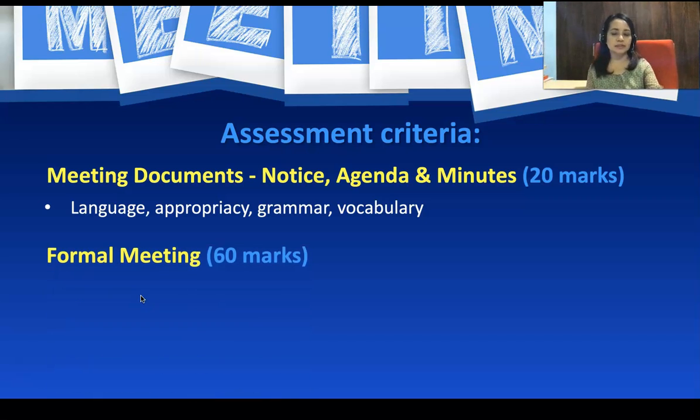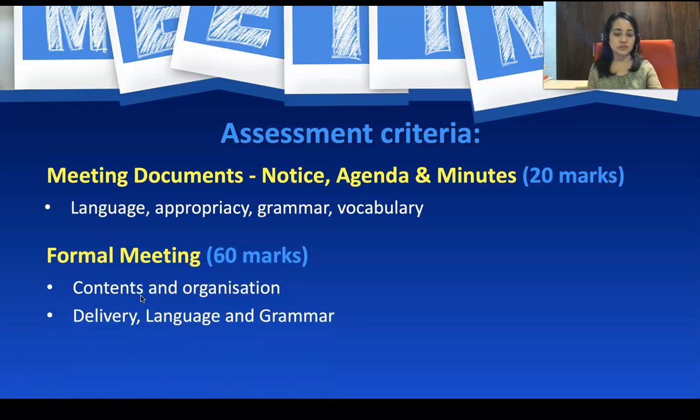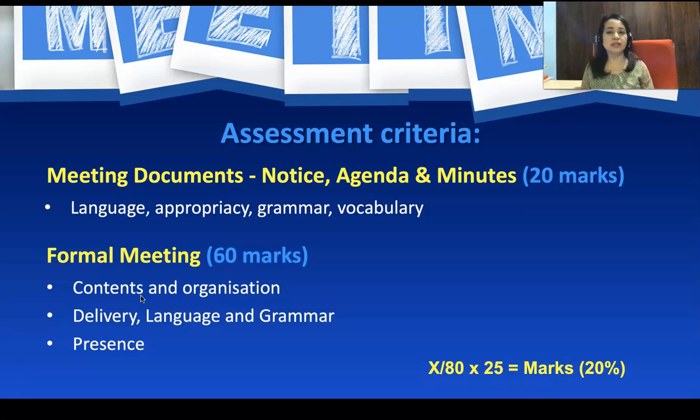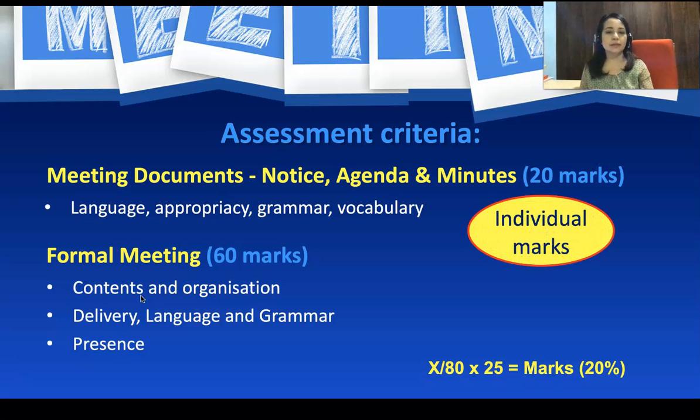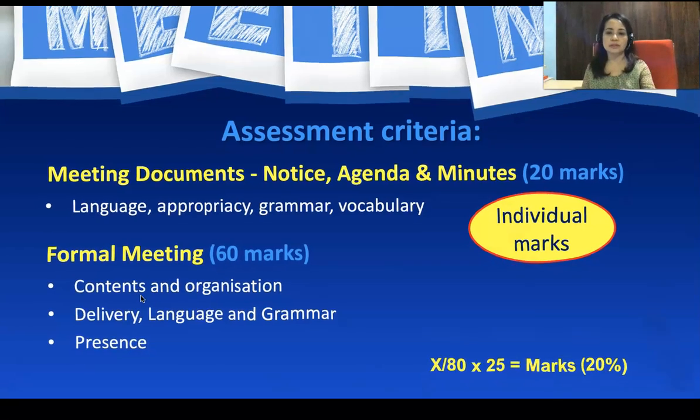For the oral assessment itself, the formal meeting will carry 60 marks, and marks are given based on the contents and organization, delivery, language and grammar, presence, and all these marks will be converted into 20% for this assessment. Keep in mind that all the marks awarded are on an individual basis, although you are participating in this assessment as a group.